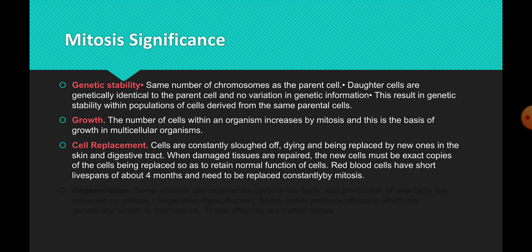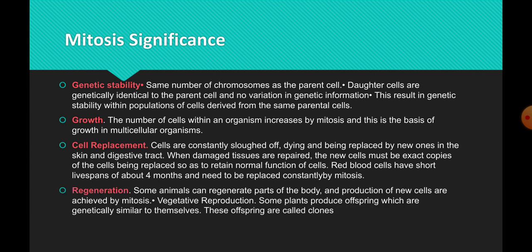Cells are constantly sloughed off, dying, and being replaced by new ones in the skin and digestive tract. Especially when damaged tissues are repaired, the new cells must be exact copies of the cells being replaced so as to retain normal function. Again, red blood cells have short lifespans of only 4 months and need to be replaced constantly by mitosis. So mitosis replaces our cells continuously from the start of our life to death.